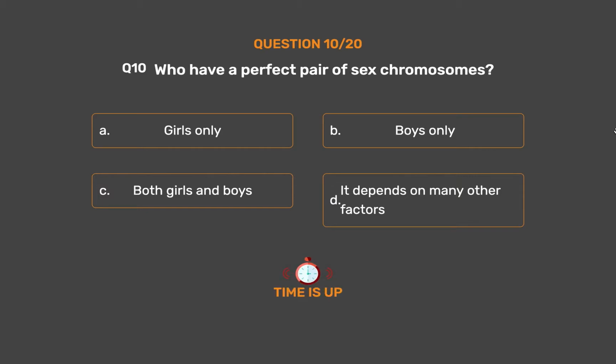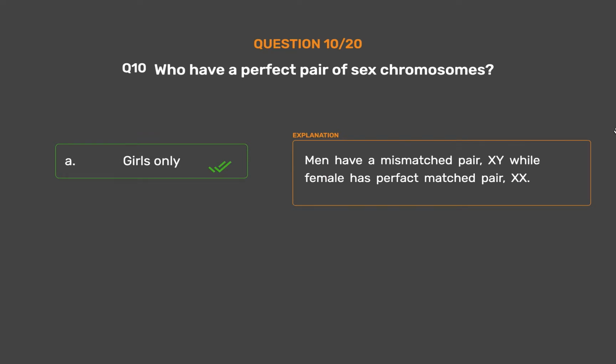The correct answer is option A. Girls only. Men have a mismatched pair, XY, while female has perfect matched pair, XX.